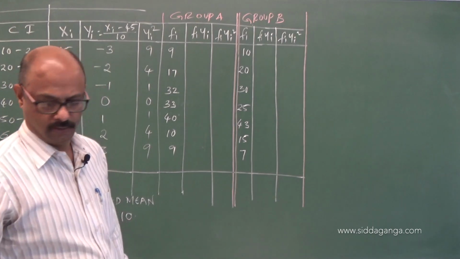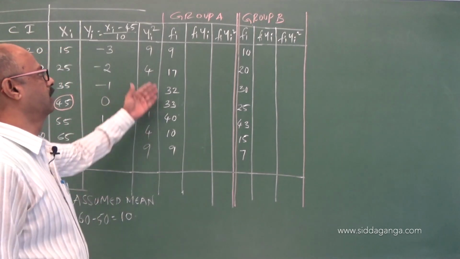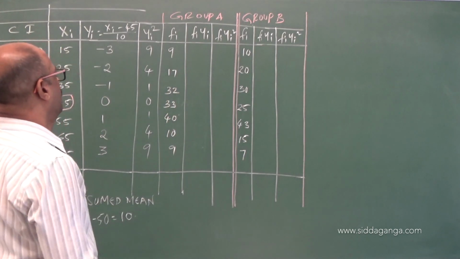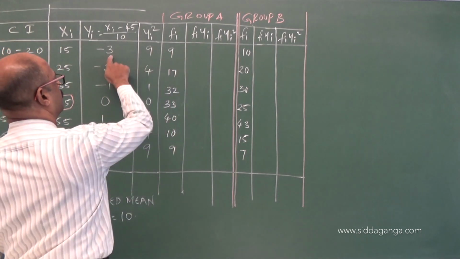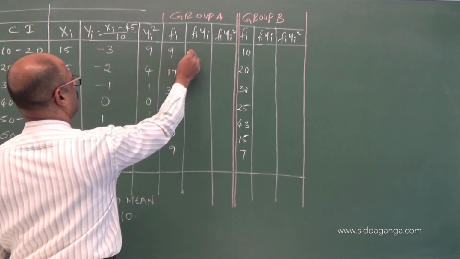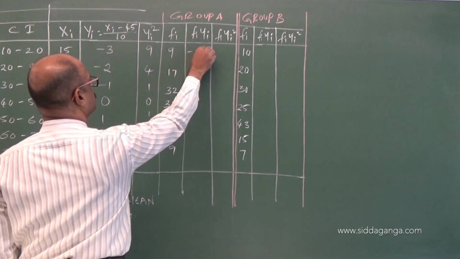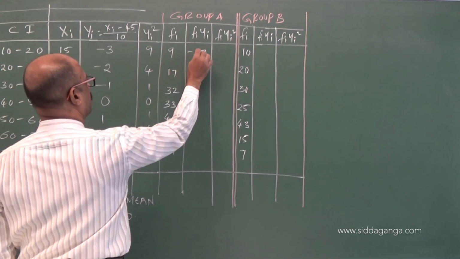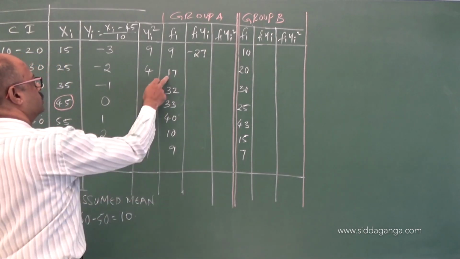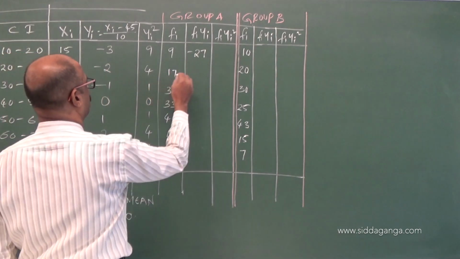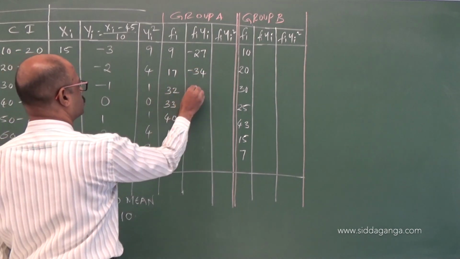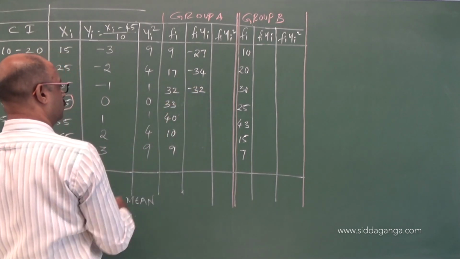So, in this way we are preparing group A, and preparing group B. So Fi into Yi, the product of these two, Fi of group A, that is 9 into minus 3, you will get minus 27. 17 into minus 2, you will get minus 34. 32 into minus 1, you will get minus 32.